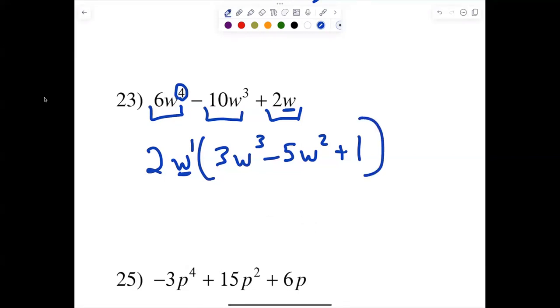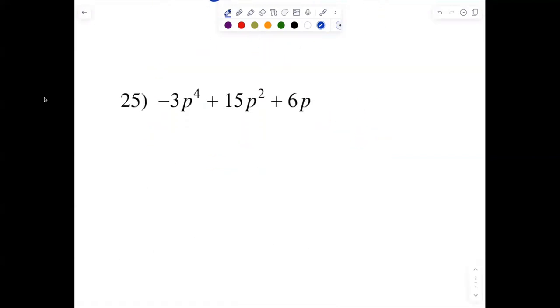All right, come on. It's just a pattern. Divide numbers, subtract exponents. Divide numbers, subtract exponents. Divide numbers, subtract exponents. GCF, GCF, GCF. Next. Now, listen to me. Everybody needs to pay attention. When the leading coefficient is negative, you pull out the negative.